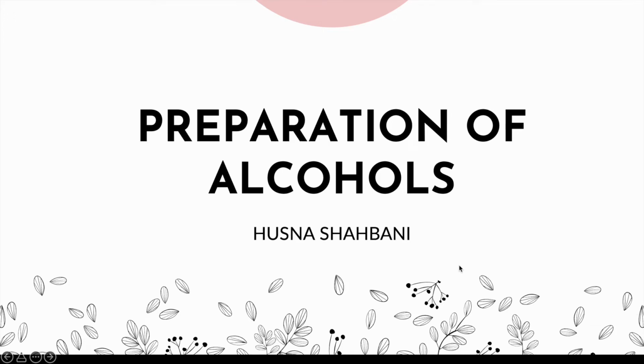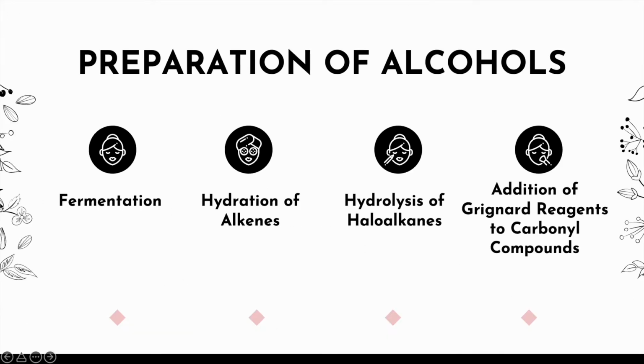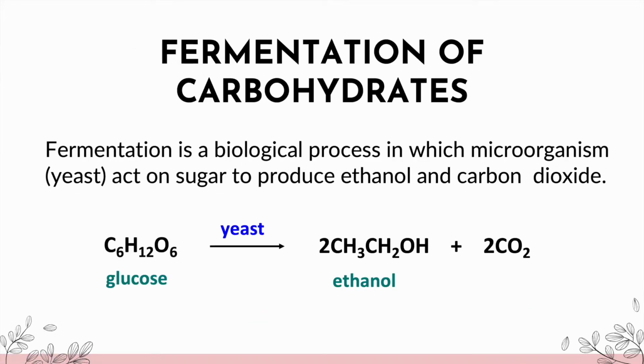Preparation of alcohols. There are 4 ways to prepare alcohols, which are fermentation, hydration of alkenes, hydrolysis of haloalkanes, and addition of Grignard reagent to carbonyl compound. Let's look at fermentation of carbohydrate.